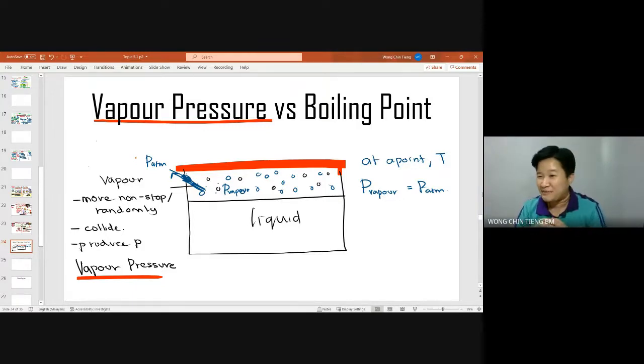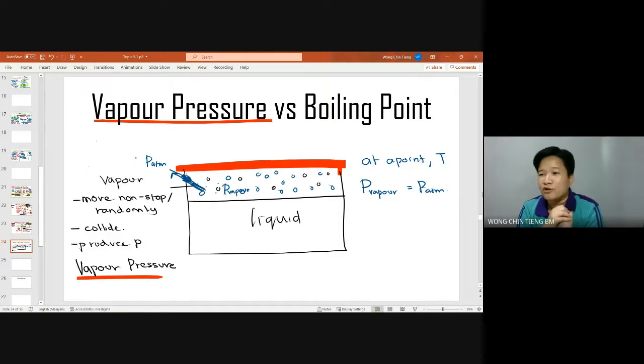Yang ni bukan zaman kamu, I think. Yang tu ramai mengangguk sikit. Okay? So, yeah, that is your vapor pressure. Kenapa penutup periuk kamu boleh terangkat masa air didih? Vapor pressure. Okay? And that point, that temperature is what we call boiling point. Okay?